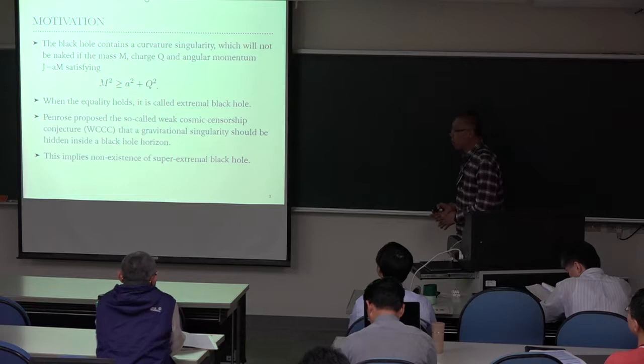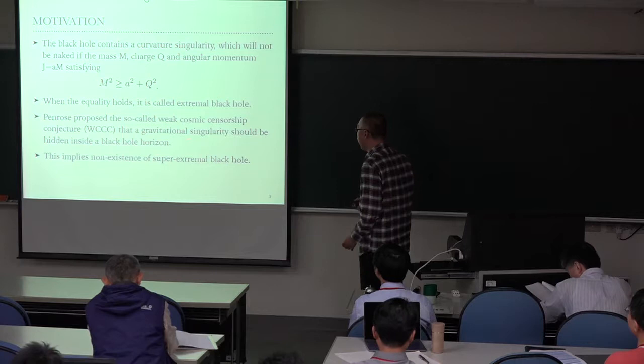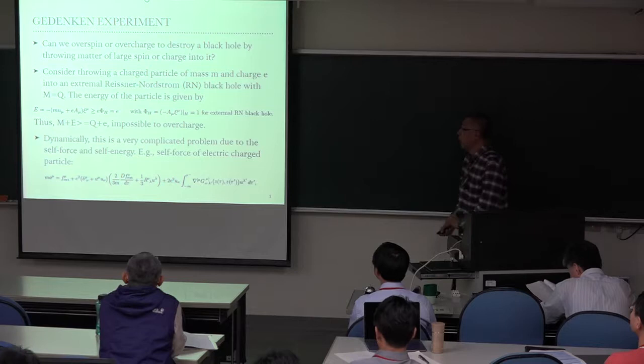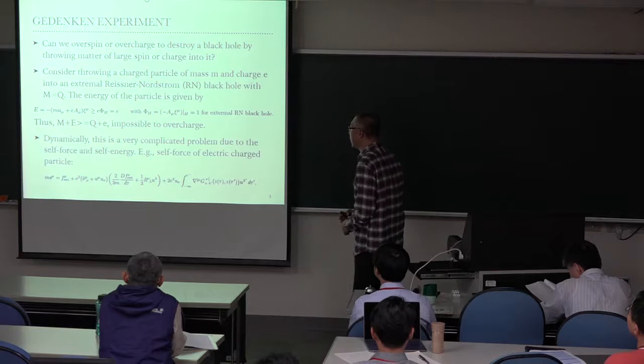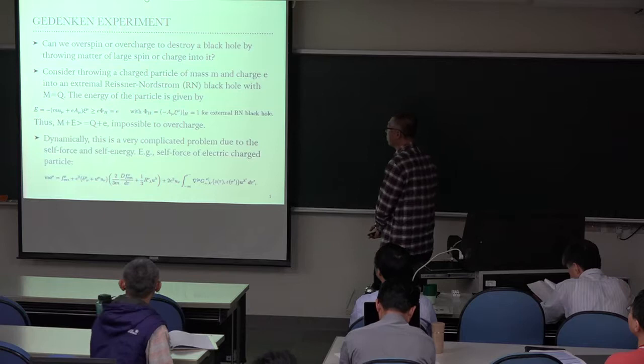And usually it's unstable. So Penrose proposed the so-called weak cosmic censorship, so that a curvature singularity is always hidden behind a black hole horizon. So in some sense, we cannot have a super-extremal black hole with a naked singularity. So can we prove whether this conjecture is true or not? Okay. So Wald, around 1974, proposed something, the Gedanken experiment.